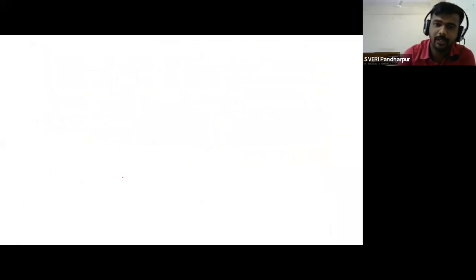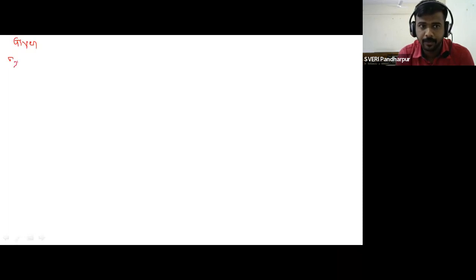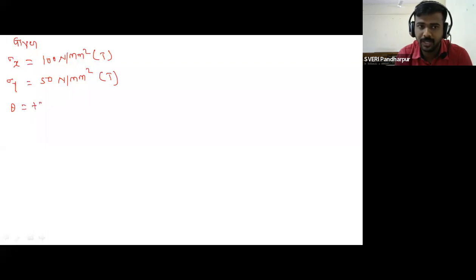Okay, after the figure, you write down all the given parameters once again. So here, sigma x is equal to 100 Newton per mm square, in bracket, it is tensile. Then sigma y is equal to 50 Newton per mm square, in bracket, tensile. Theta is equal to plus 30 degree. It is already given with vertical plane, therefore by sign conventions.